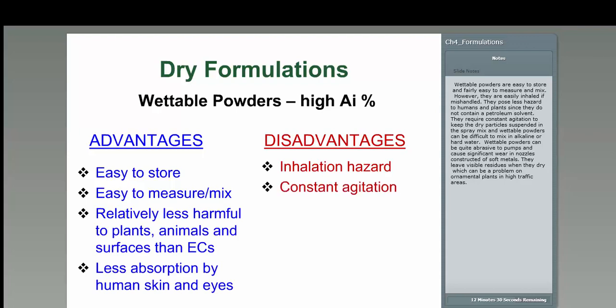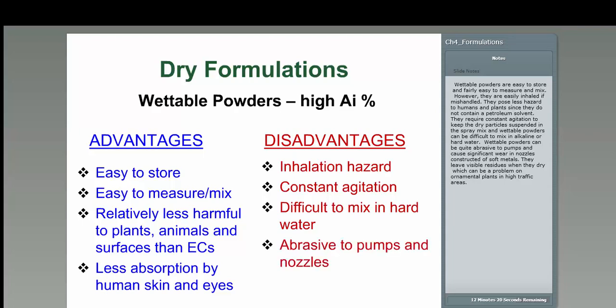They require constant agitation to keep the dry particles suspended in the spray mix, and wettable powders can be difficult to mix in alkaline or hard water. Wettable powders can be quite abrasive to pumps and cause significant wear in nozzles constructed of soft metals. They leave visible residues when they dry, which can be a problem on ornamental plants in high traffic areas.